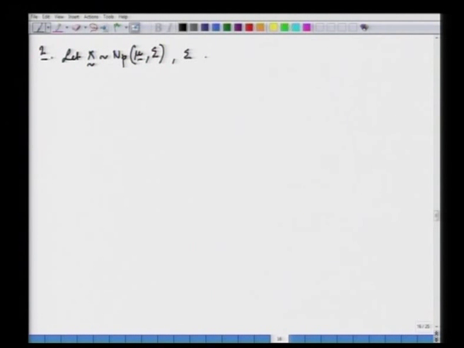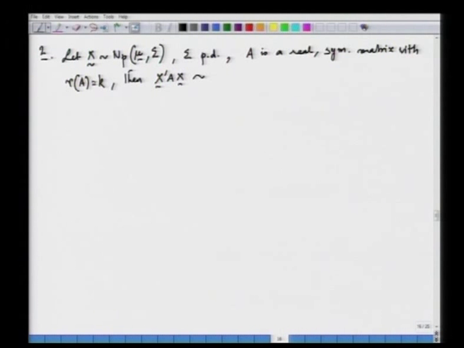Sigma is positive definite. The rest of the setup is almost the same. So, we have a matrix A, a real symmetric matrix with rank of A equal to k. Then obviously, the associated matrix is going to be A, and the quadratic form X transpose AX is going to follow a non-central chi-square distribution with degrees of freedom equal to the rank of A and non-centrality parameter delta equal to mu transpose A mu.